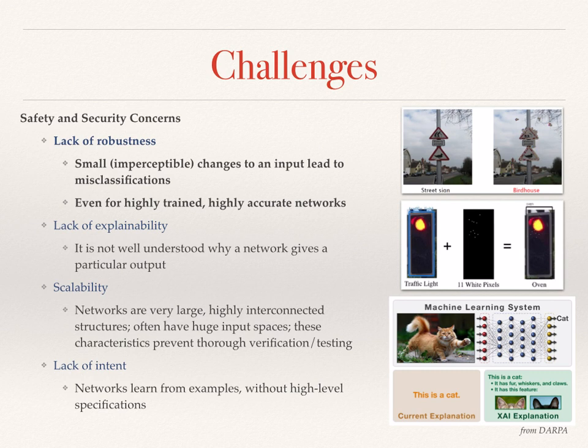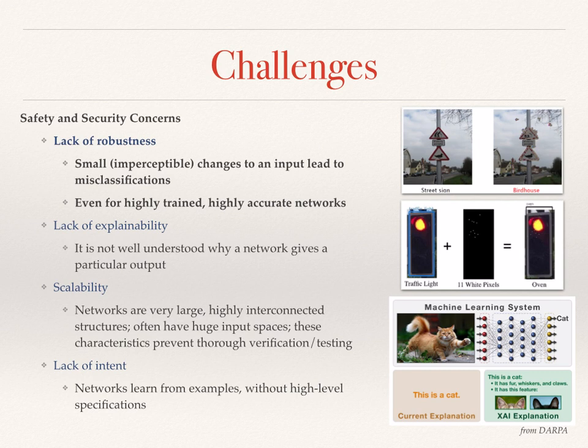For instance, if a street sign is modified by applying some stickers, its image may be mistaken by a neural network to be a birdhouse. Or as another example of this phenomenon, consider the image of a red traffic light, and by adding 11 white pixels, the resulting image can be mistaken by a neural network to be an oven. And you can imagine that such mistakes can have catastrophic consequences if such a neural network is used, for instance, in the perception of an autonomous car.